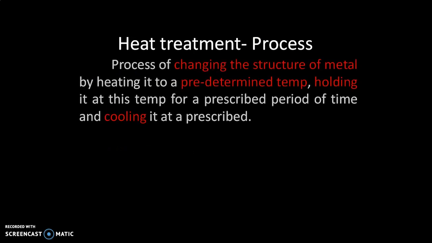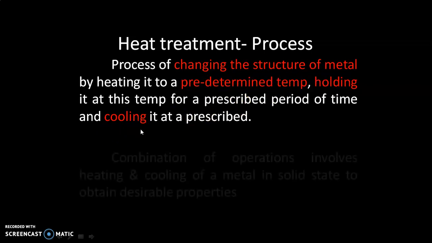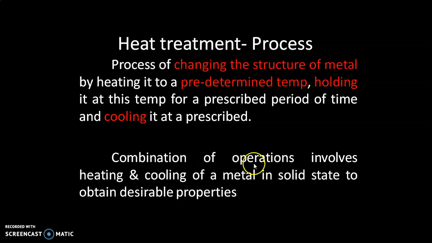Heat treatment process is nothing but the process of changing the structure of metals by heating them to a predetermined temperature, holding at that temperature for a prescribed period of time, and cooling at a prescribed cooling rate. The important criteria in the heat treatment process are the predetermined temperature, holding time and cooling rate. The combination of operations involves heating and cooling of metals in the solid state to obtain desirable properties.